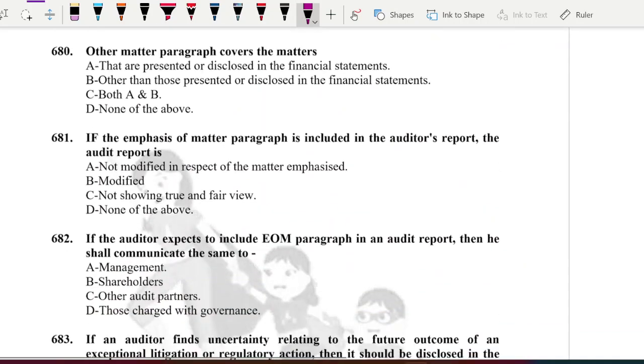Whereas whenever we speak about other matter paragraph, it covers the matters which are other than those presented in the financial statements.